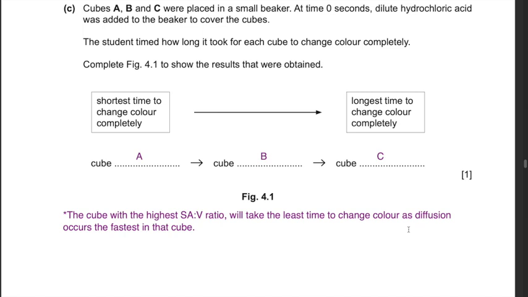So the shortest time taken would be in the cube which has the highest surface area to volume ratio. As you can see over here, the cube with the highest surface area to volume ratio will take the least time to change color, as diffusion occurs the fastest in that cube. Diffusion is governed by the surface area to volume ratio. Therefore, if there is a higher surface area to volume ratio in a given cube, the faster is the diffusion process. And faster diffusion process means less time taken. So, shortest time to change color completely would be the cube that has the highest surface area to volume ratio.